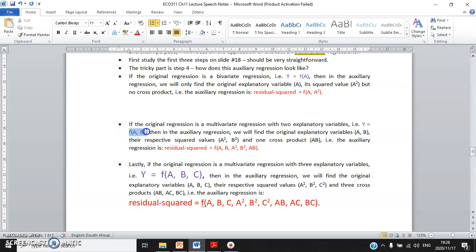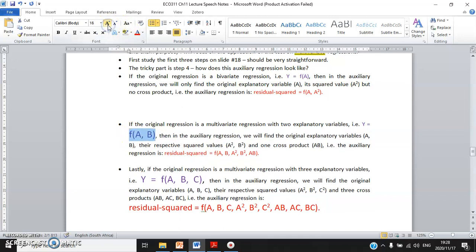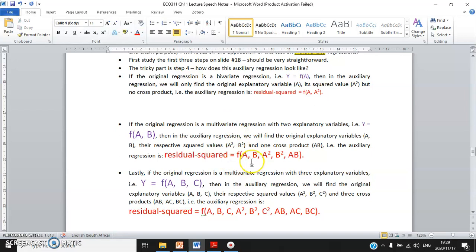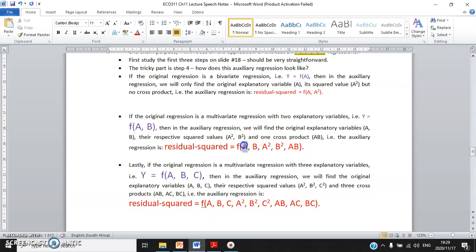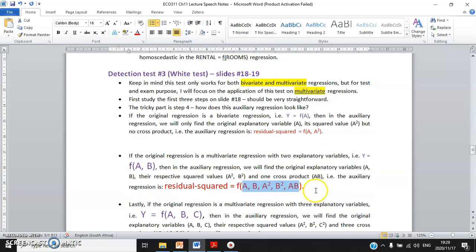And the next case, if the multivariate regression has only 2 explanatory variables, a and b, and then I extract the residuals and then the residual square, then how would the auxiliary regression look like? So residual square is a function of original values, a and b, then the square values, a square, b square, and then finally the cross product. There's only one cross product this time, only a times b. So in this case, there are a total of 5 explanatory variables. Happy with that? Or the number of parameters k is 6 if we include a constant.